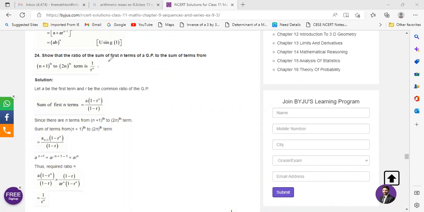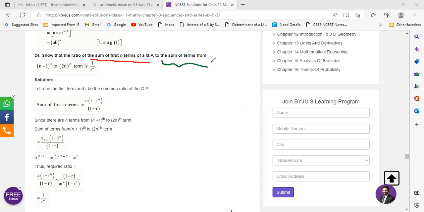So in this question, there is a twist. You know what the numerator is? The numerator is the sum of the first n terms of a GP. Okay, the numerator is there, but we are not sure about the denominator.